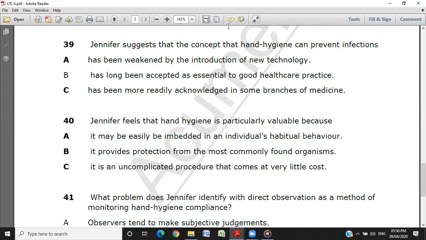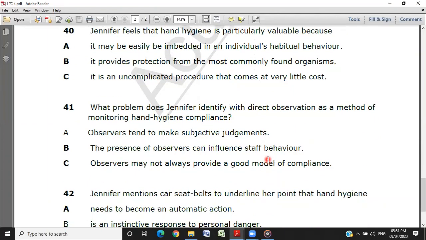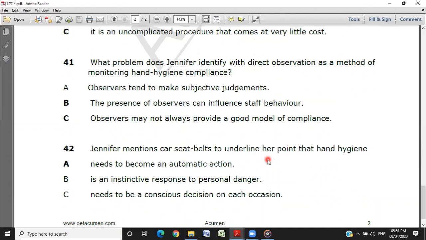So here you can't simply go with just one or two words. Like this was very common, commonly found organisms. She said many organisms, but you can't just go with one word. Again, she did talk about habitual behavior, but not easily. She said it is difficult to get that level of compliance. Okay. Now, next two questions.